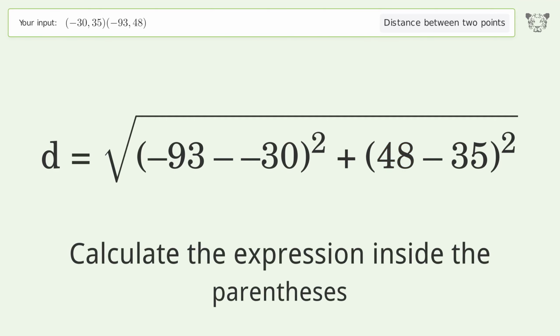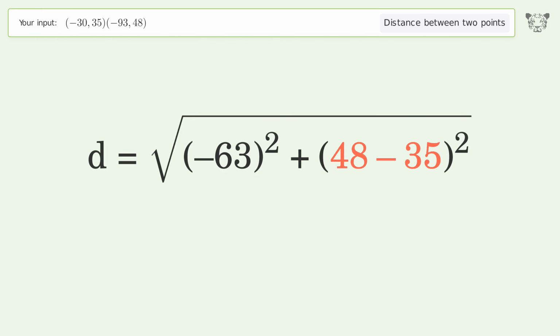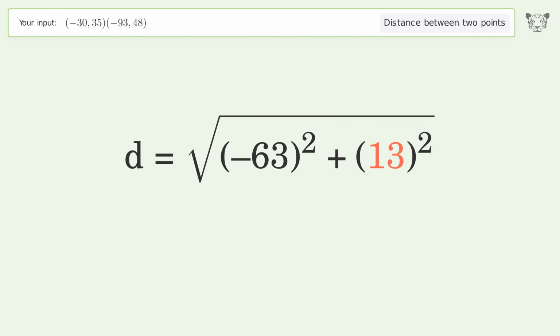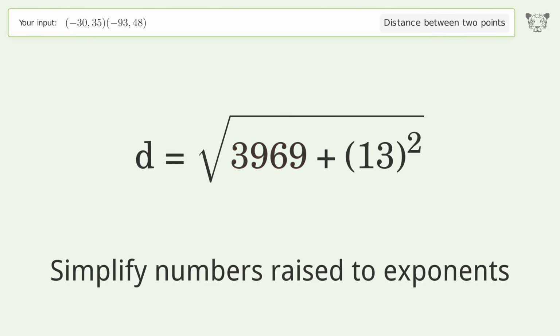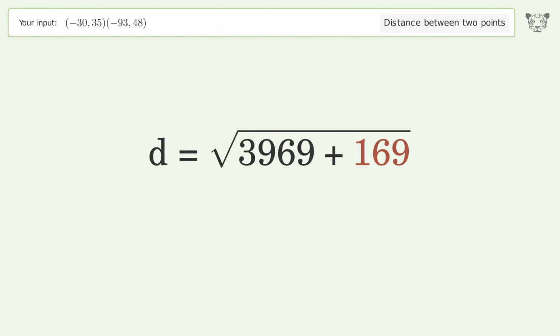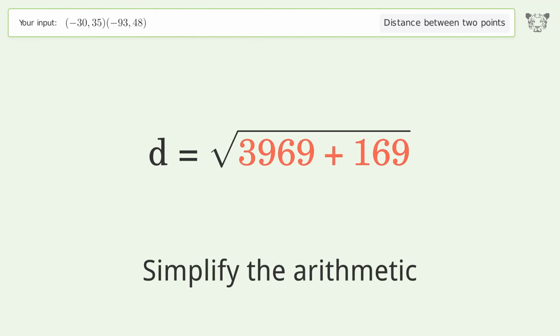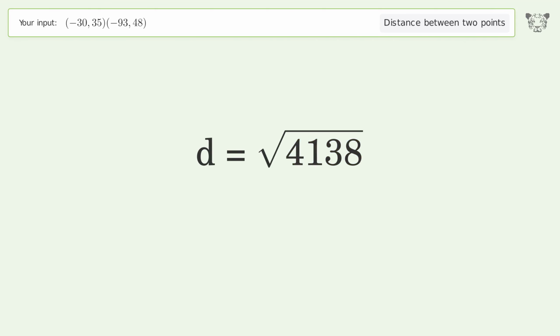Calculate the expression inside the parentheses. Simplify numbers raised to exponents. Simplify the arithmetic. And so the distance between the 2 points is the square root of 4,138, or 64.327.